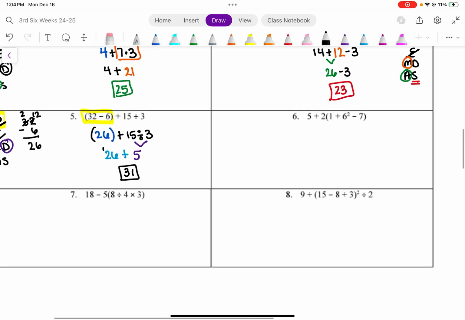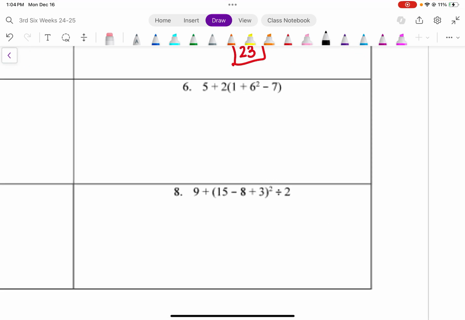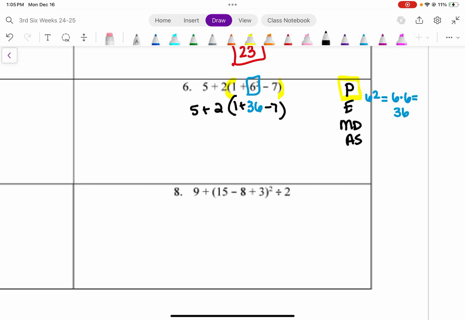All right, so number 6, we have 5 plus 2 times the parentheses of 1 plus 6 squared minus 7. So the first thing that we need to look at is parentheses. So there's a big parentheses. Now in the parentheses, we need to look at the steps too. In the parentheses, I see an exponent. So we're going to solve the exponent first. 6 squared means 6 times 6, which is 36. And then I'm going to write down everything else still in the parentheses.